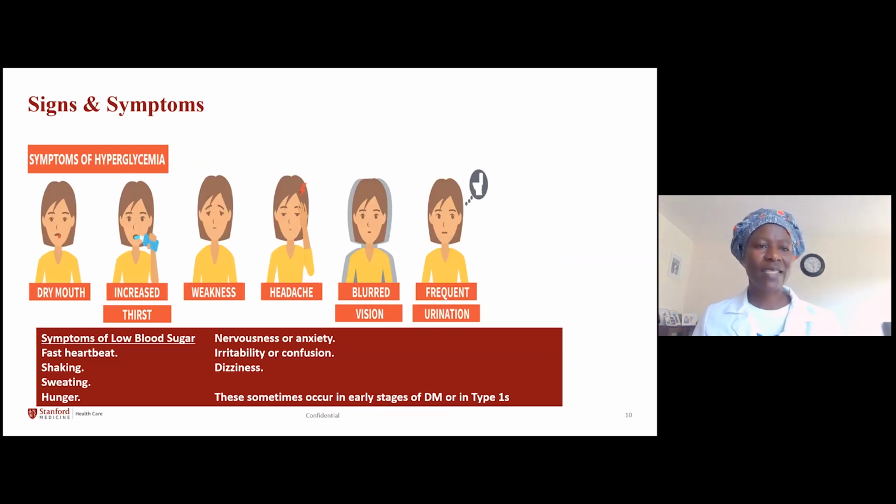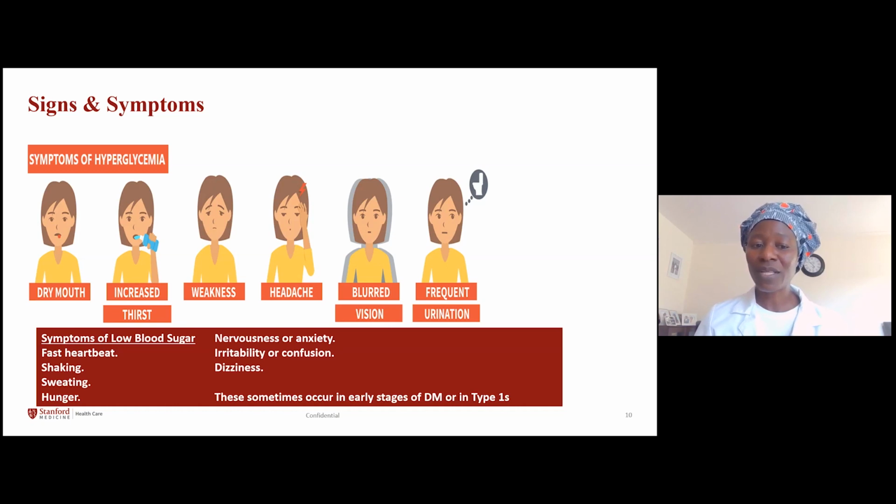So what are some of the signs and symptoms of people with diabetes, high blood sugar or low blood sugar? One, when people are experiencing high blood sugar, they begin to have increased sensation of thirst, wanting to drink all the time, dry mouth, weakness and fatigue is very common, headaches, blurred vision due to extreme high levels of sugar in the blood, and frequent urination as the body is trying to get rid of the excess sugar.